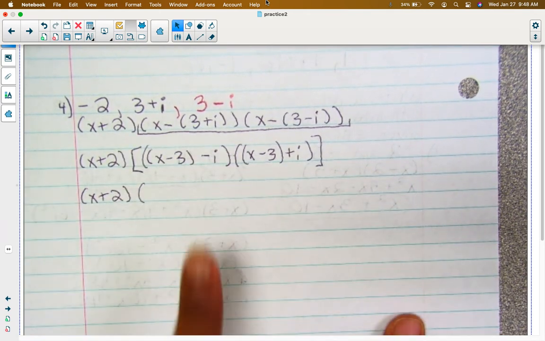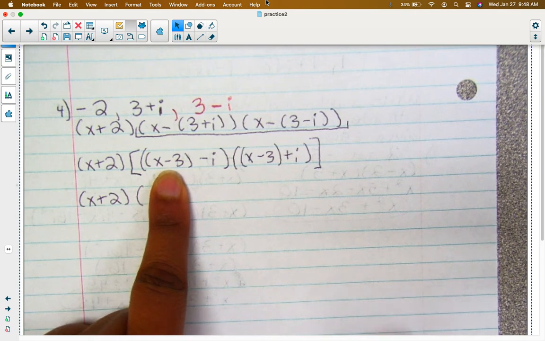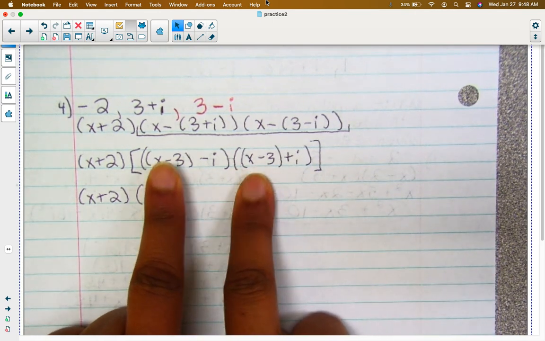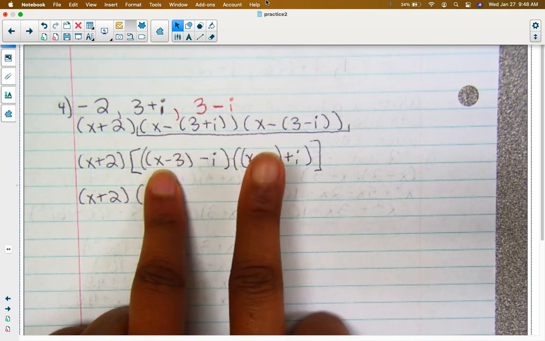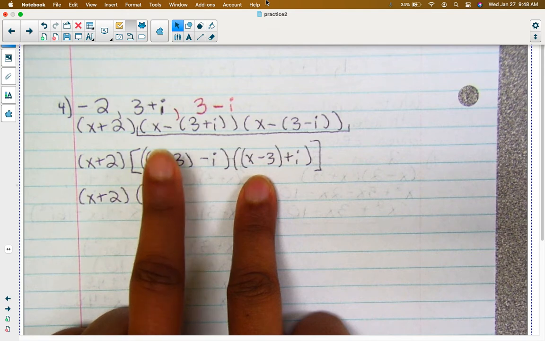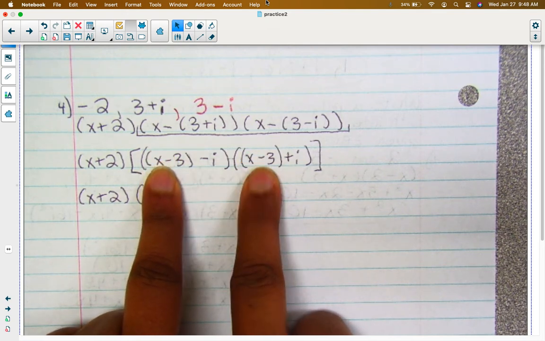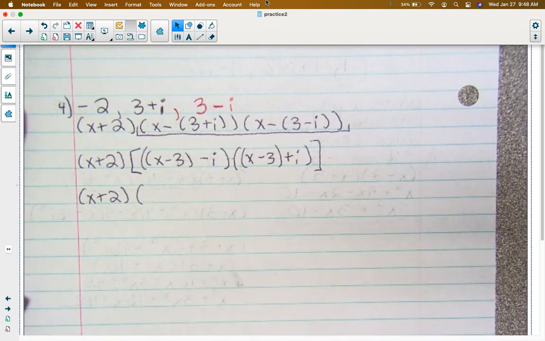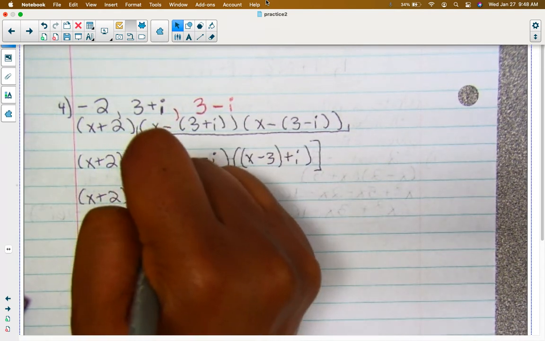So I'm going to do x minus 3 times x minus 3. I am not going to multiply that out just yet. I'm just going to write it as x minus 3 squared. I'm doing the distributive property, so this is just going to give me x minus 3 squared.